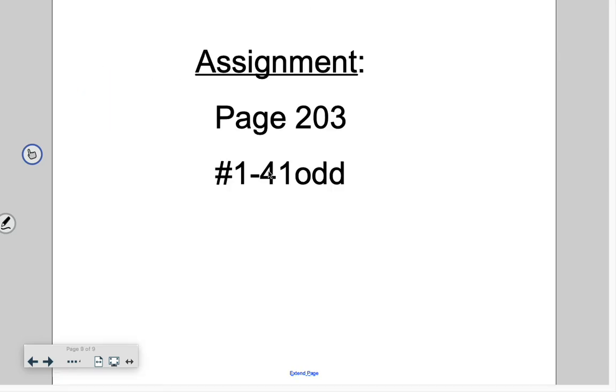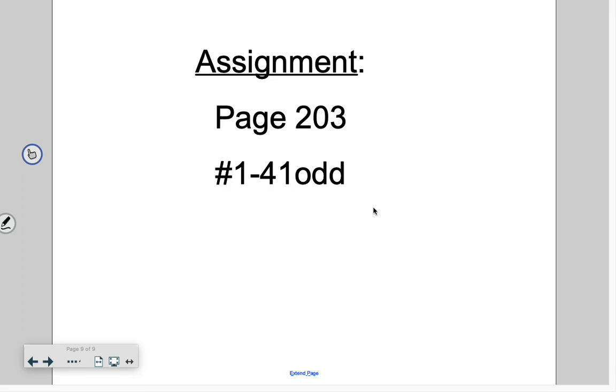Otherwise, what I have for you, there's the assignment. Page 203, numbers 1 to 41 odd. It looks like there's a lot of problems. The other class had about the same amount of time, and most people finished before they left, because there's not a lot to it. It's pretty much just rewriting it or a quick evaluation. There's not a lot going on here. So 1 to 41 odd, and go from there.